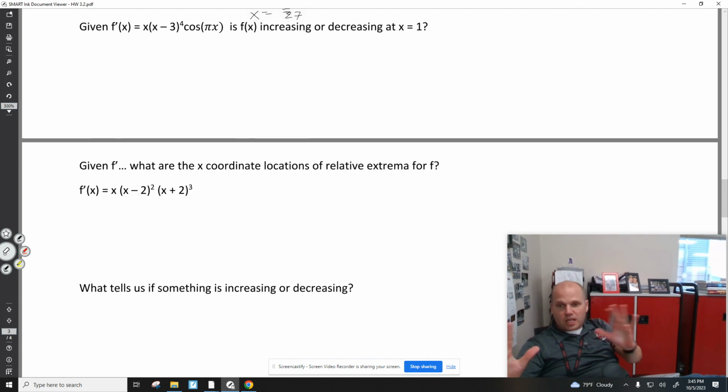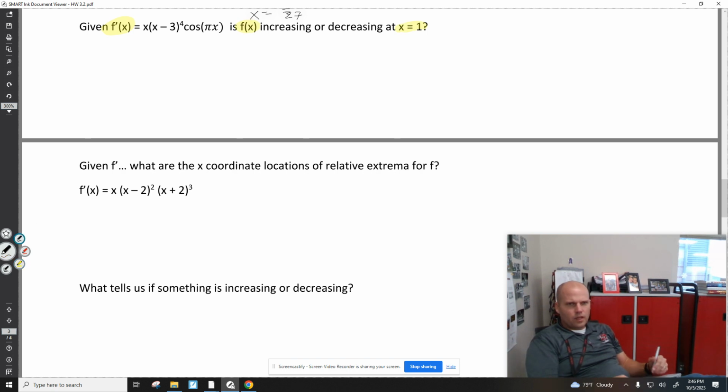You're not always going to be given F on your 3.1 quiz. You weren't given F on one of the mean value theorem problems. You were already given F prime. You didn't have to take the derivative. You had it. Look, I'm already given F prime. The question is, is F increasing or decreasing at x equals 1?